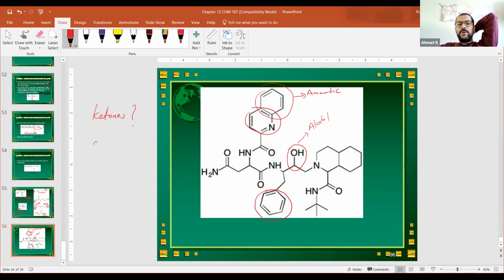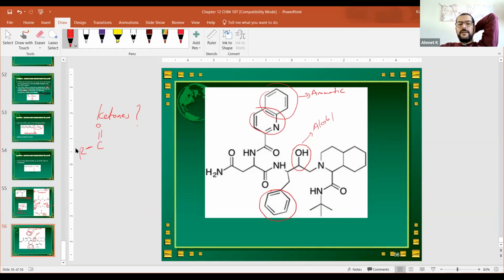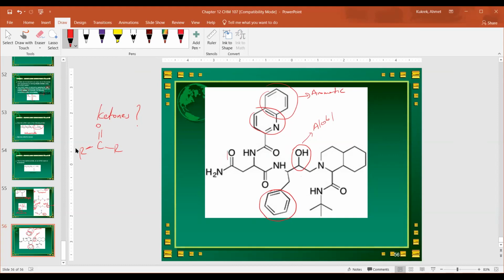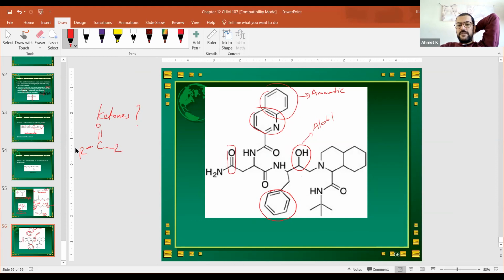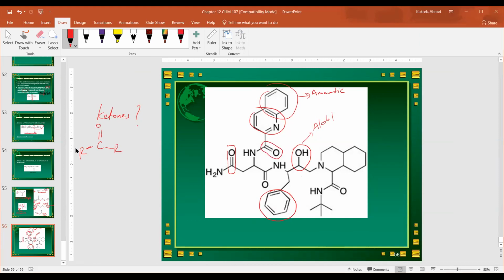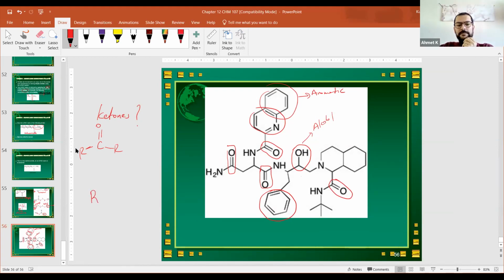Well, ketones are a carbonyl group attached to R groups, right? What about the aldehyde group? Let's look at the ketone first. So I have this carbonyl. Is this a ketone or what? Yes or no? Everybody agree? Yes, that's a ketone. If that's a ketone, what is this then?